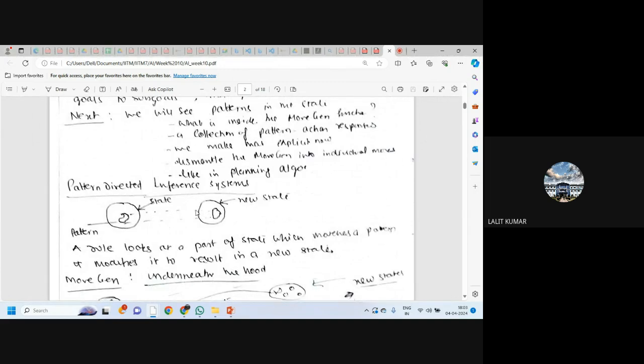This is known as pattern directed inference systems. We see a pattern in a state, and based on that pattern, some action takes place, and then a new state is formed. For that, there are certain rules we make: this rule is for this pattern, this rule is for that pattern, and it will get activated. This is the basic intuition behind pattern directed inference systems.